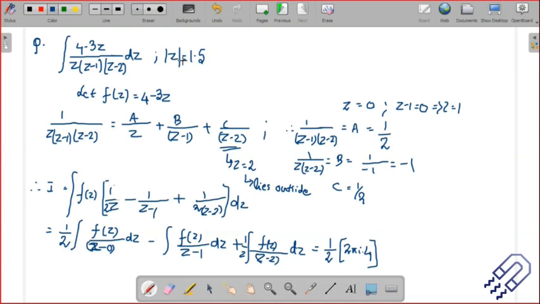Lies outside the circle. This is z is equal to minus 1.5, right? So it should be within 1.5. So that means this term will actually become 0. I don't need to do anything here. I'll just do this term.